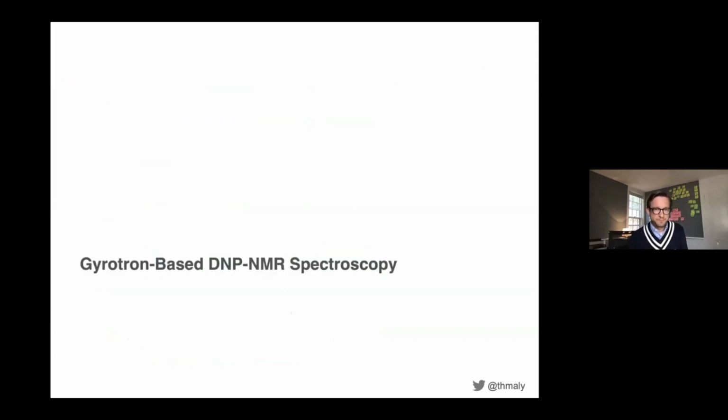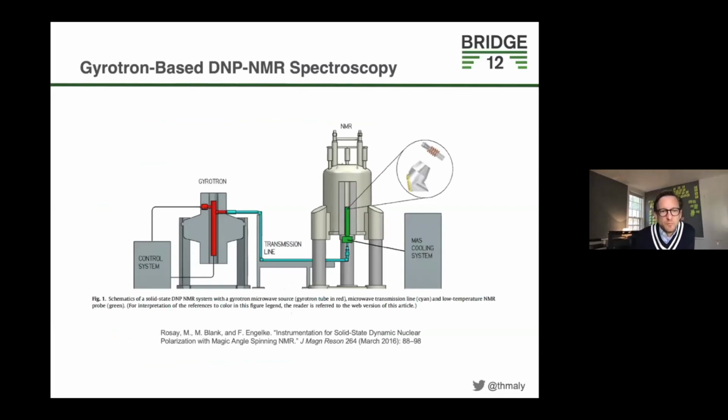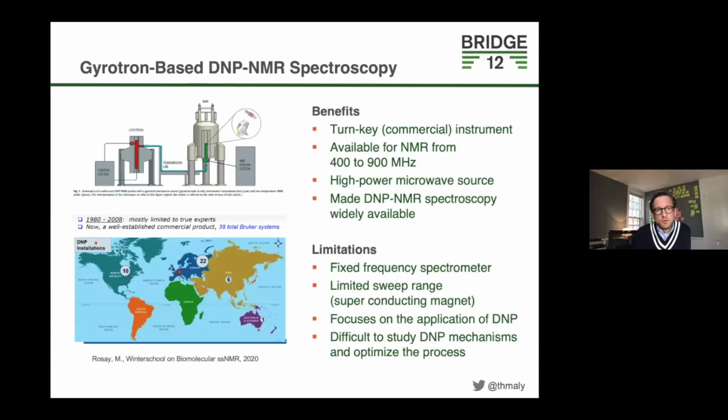So with this, let's do a short recap of Gyrotron-based DNP-NMR spectroscopy. This is a figure that many of you probably have seen already from one of Melanie's articles describing instrumentation for solid-state dynamic nuclear polarization. It shows your typical setup of a gyrotron as the microwave source and your NMR spectrometer here. You have a transmission line that connects the microwave source to the NMR, and then you have cooling here, and some control system for the gyrotron.